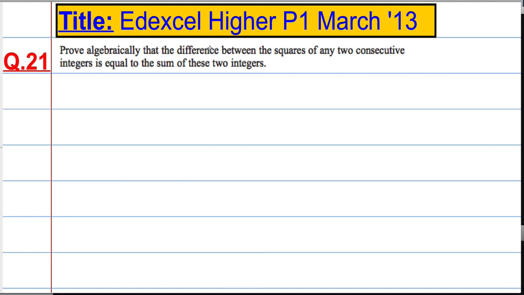So let's worry about this. The difference between the squares of any two consecutive integers. Okay, well, if one integer was, say, n, that means the next integer, because they have to be consecutive, would be n plus 1. And I need to work out what the difference between the squares of these two integers is. Now, I'm going to work out the difference between n plus 1 squared take away n squared.